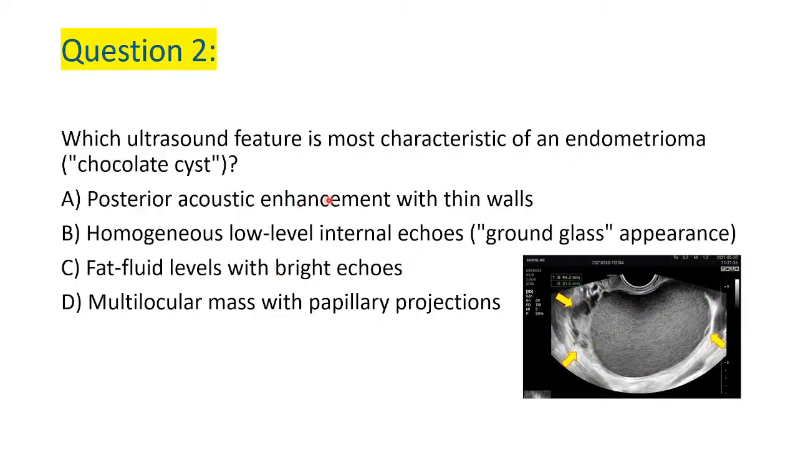Posterior acoustic enhancement with thin walls, homogeneous low-level internal echoes, ground glass appearance, fat fluid levels with bright echoes, multilocular mass with papillary projections. So how do we best describe an endometrioma on ultrasound?